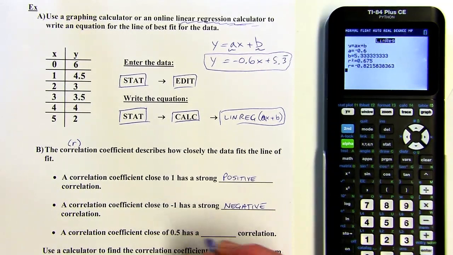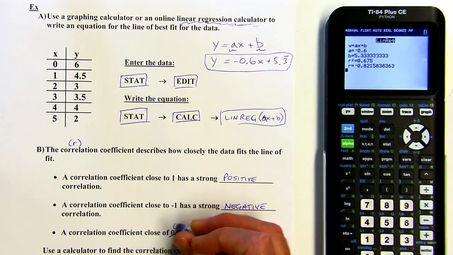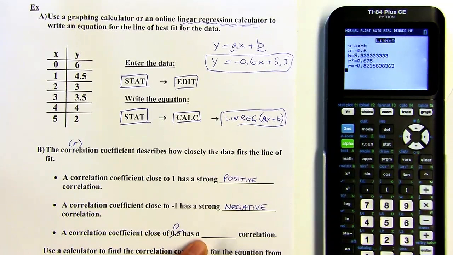But if you have a correlation of close to, this should really say close to 0. That's an error on there. If close to 0, it has no correlation.